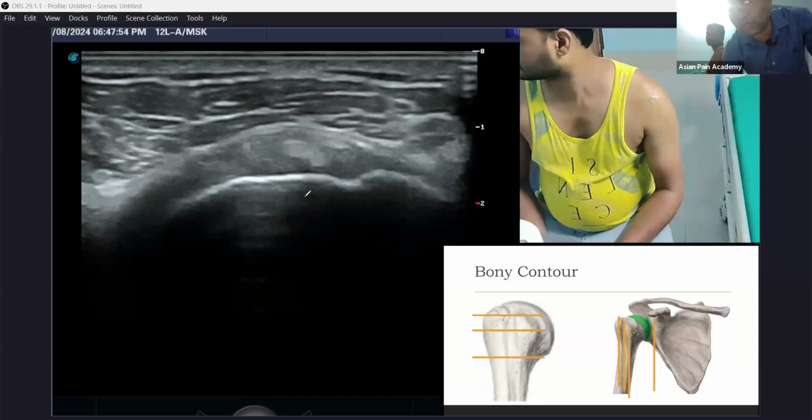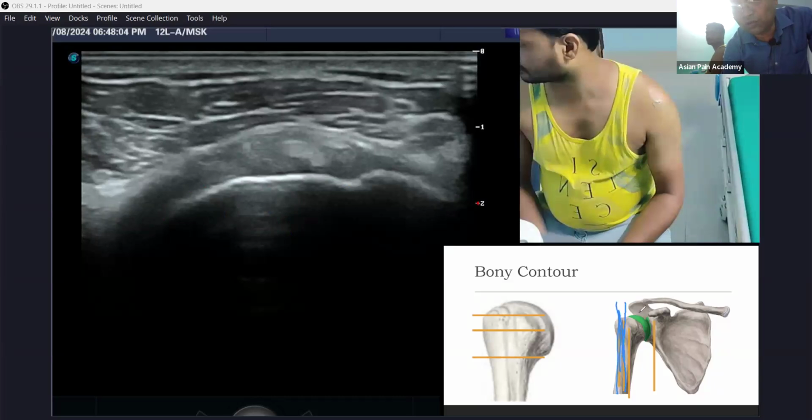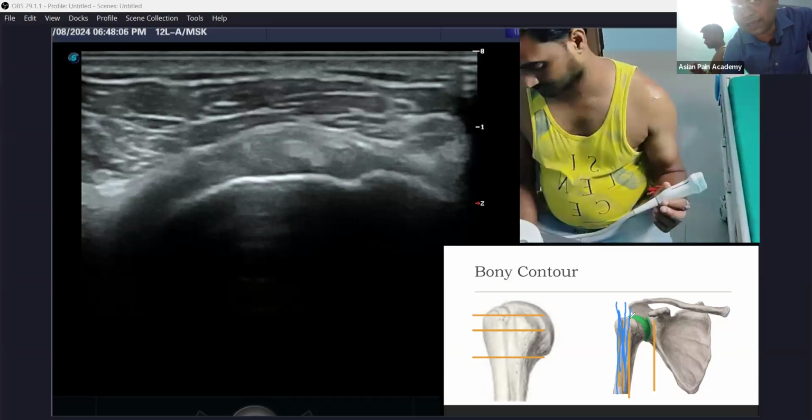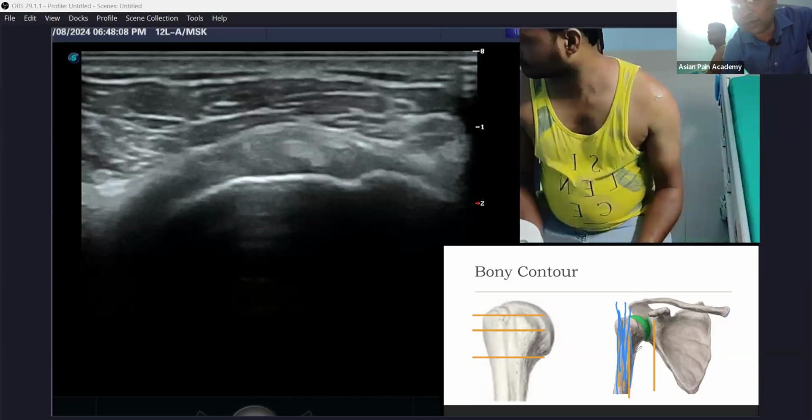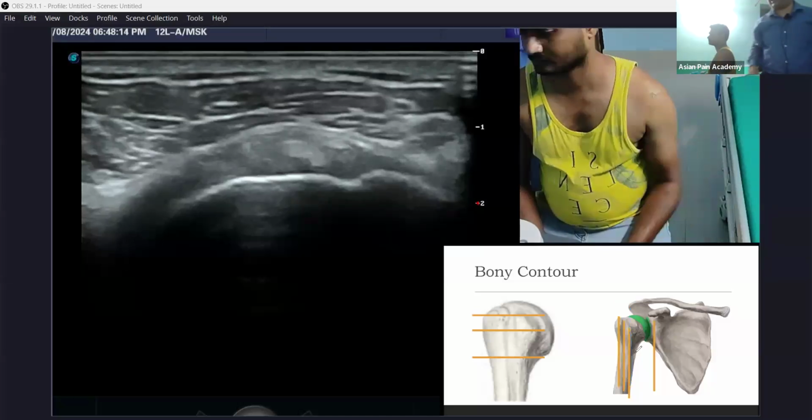Now I will show you the sagittal section over the greater tuberosity. Then we will see the sagittal section over the groove. Then we will see the sagittal section over the lesser tuberosity. So three sections I will show one after another.